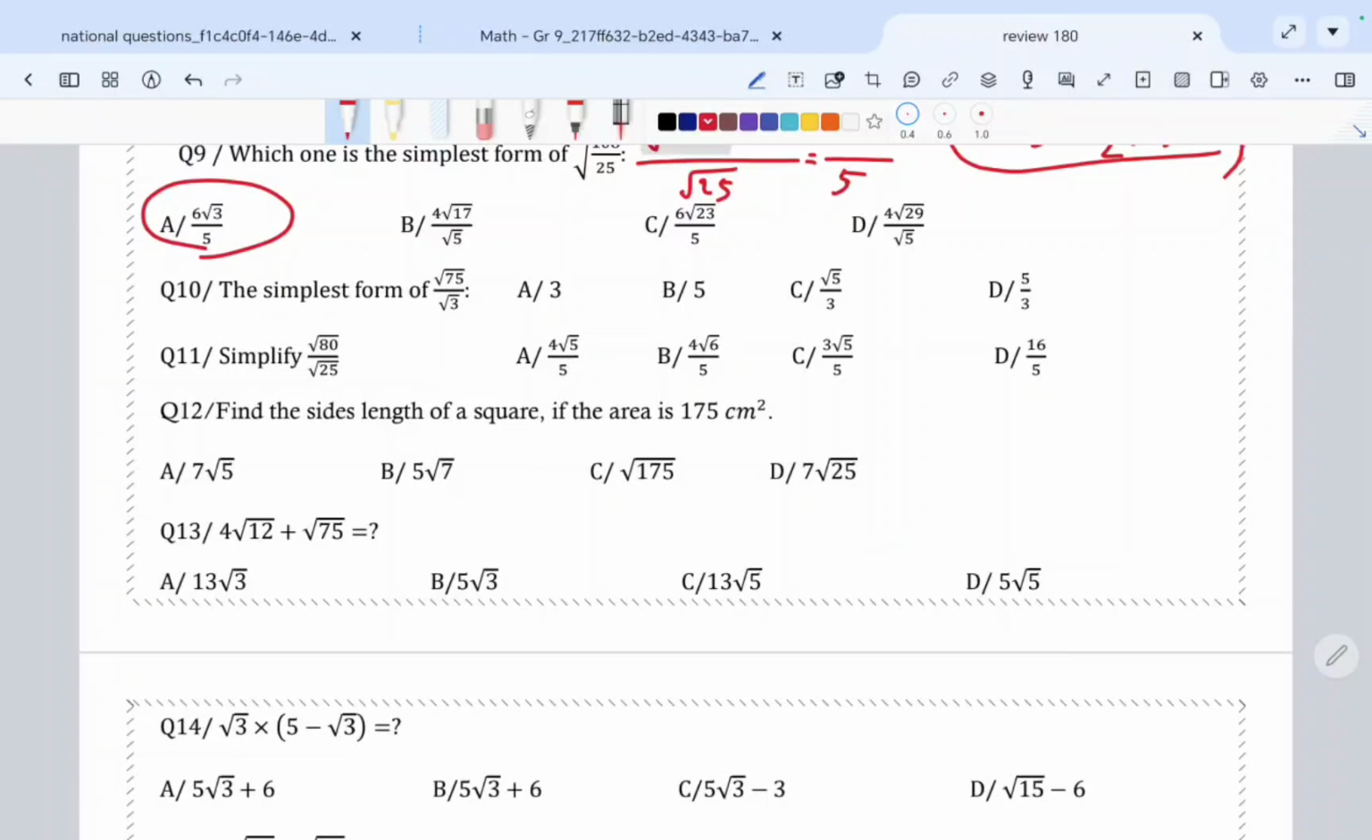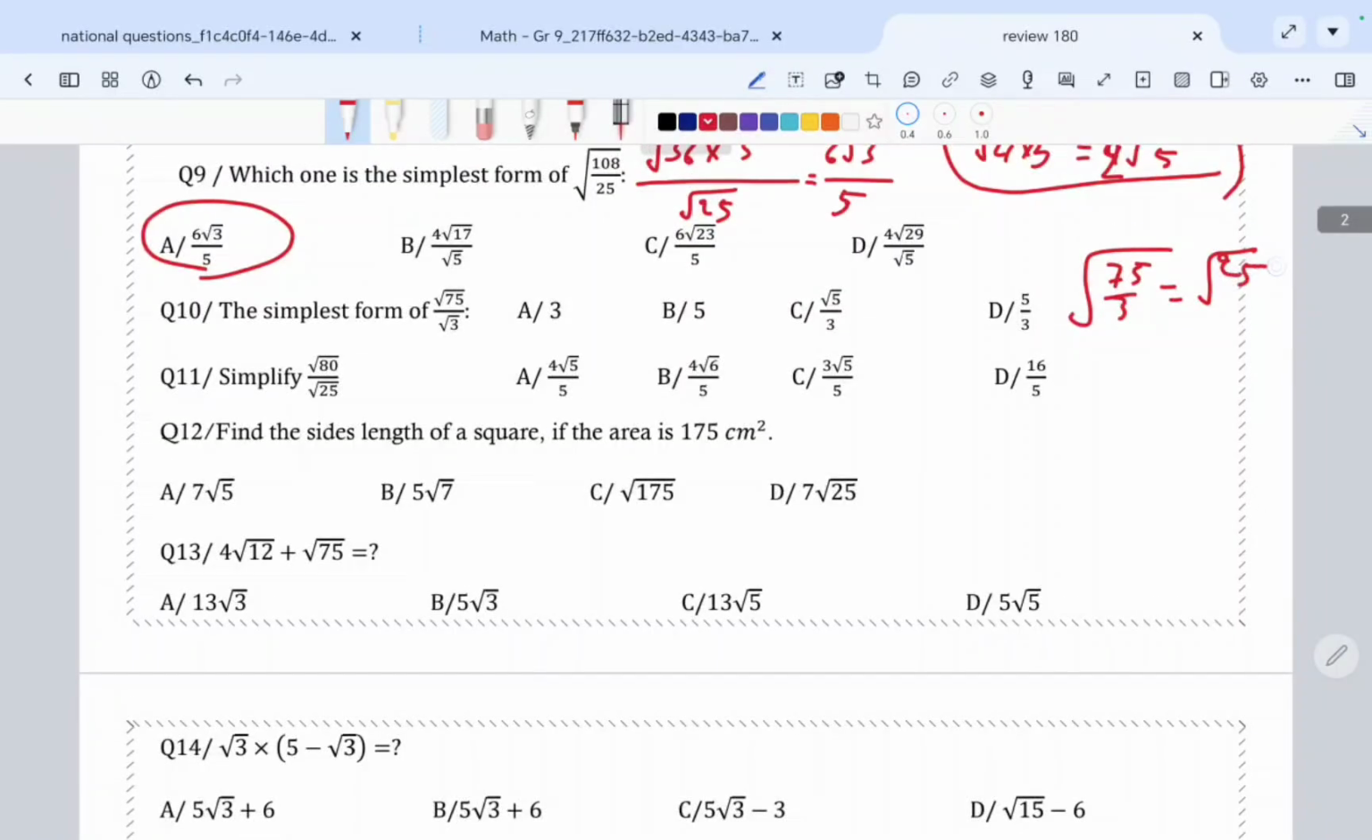Now, what is the simplest form of the square root of 75 out of the square root of 3? It will be 75 out of 3, which equals 25, and the square root of 25 is 5. So which one is correct?